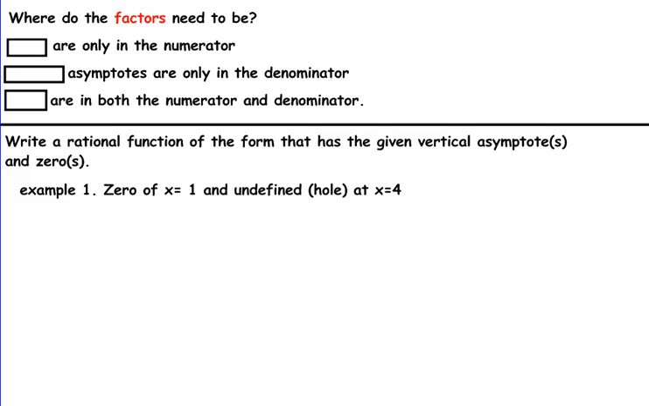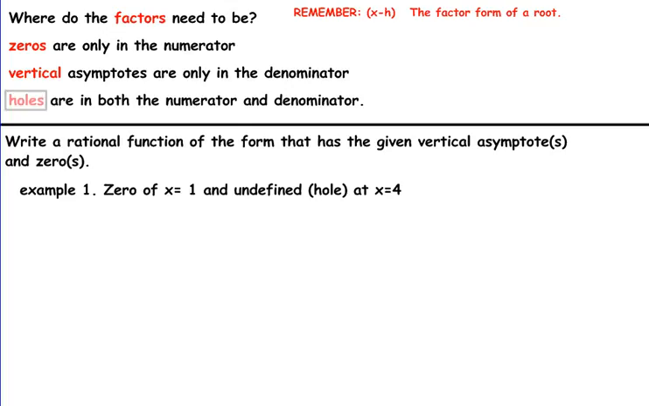Now, first we need to remember that we have x minus h as the factored form of a root. I'm going to give you the roots, and you're going to have to put it in factored form, and then we're going to do a little bit of math magic on it. So what do we have to know? Zeros are always in the numerator. Vertical asymptotes, those mean they go up and down, are only located in the denominator. The factored form is only going to be in the denominator. And holes are in both the numerator and the denominator.